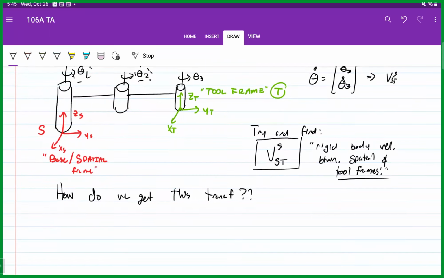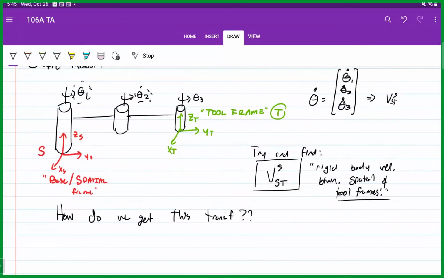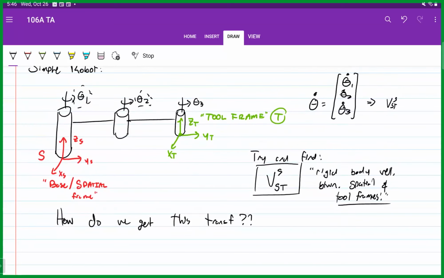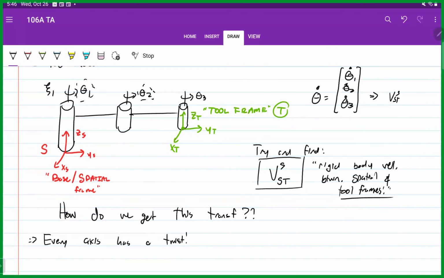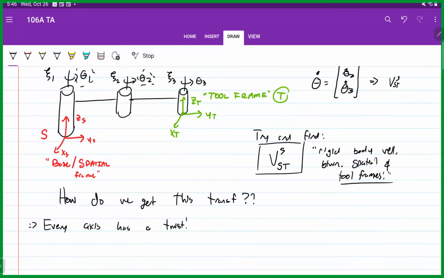All right, cool. So how are we going to think about this transformation right over here? Well, something that we can think about is something all the way back from our forward kinematics days when we were still young and before midterm one. What are we going to do? Well, what we know is that each of these axes has a twist associated with it, right? So every axis has a twist. We have a xi1 for our first axis, a xi2 for our second axis, and a xi3 for our third axis, okay?